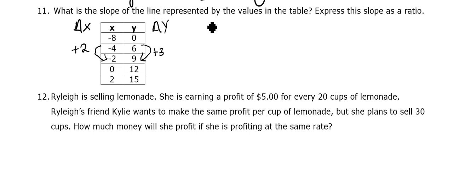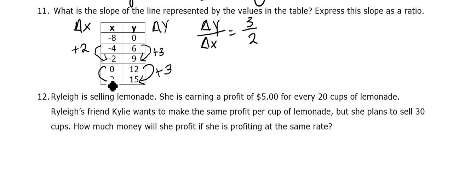So again, we write it as change in y over change in x, which is 3 over 2. But I'm going to verify down here with my positive points. So from 12 to 15, I also get +3. I also get +2. And these don't have to be the same numbers, but they do have to simplify to be the same. So I may have gotten some different numbers, but they may have simplified. But I can see again that I get 3 over 2 more than once. So that would be my slope.